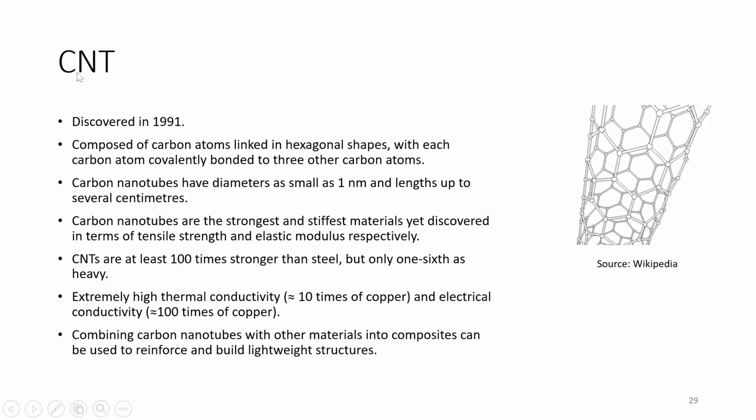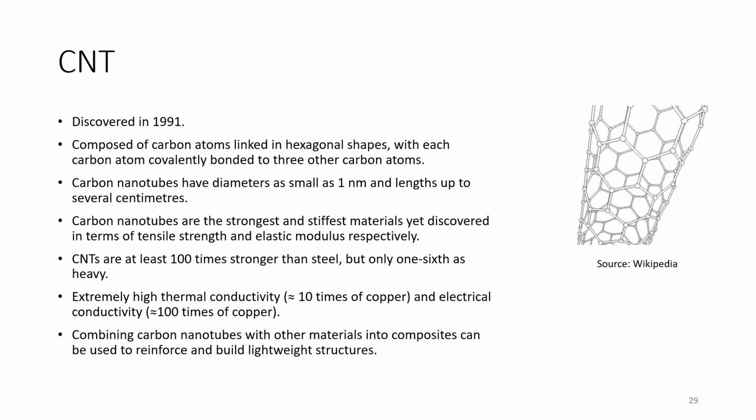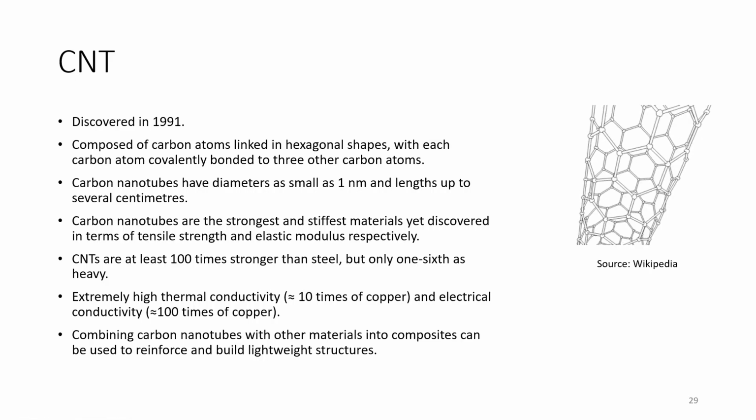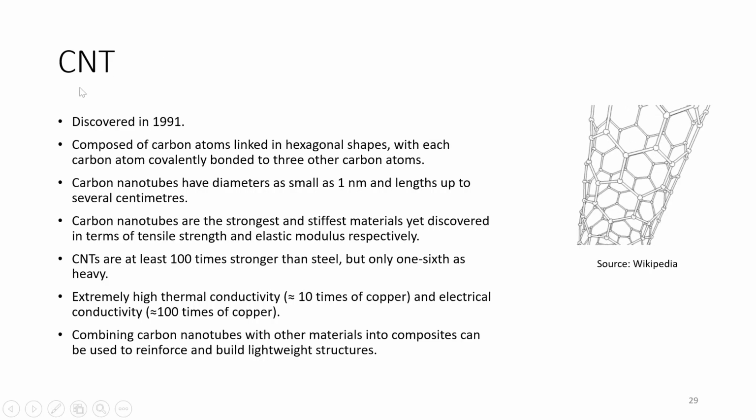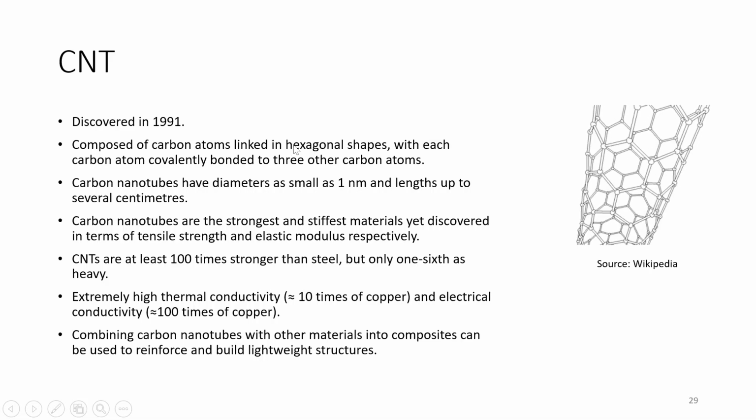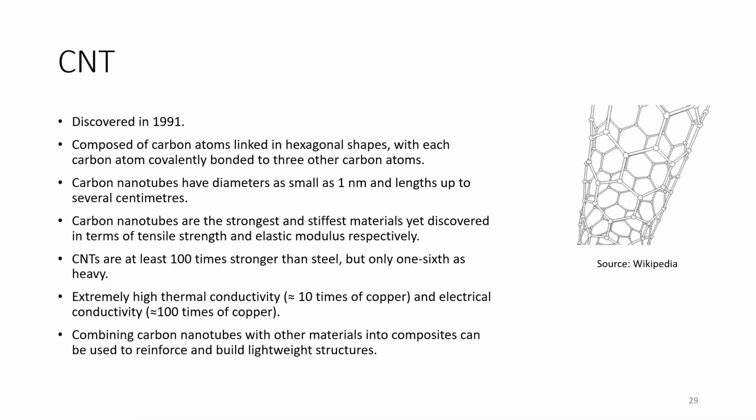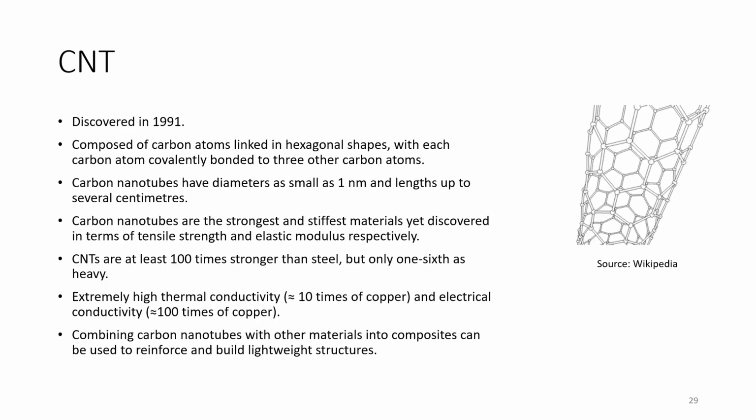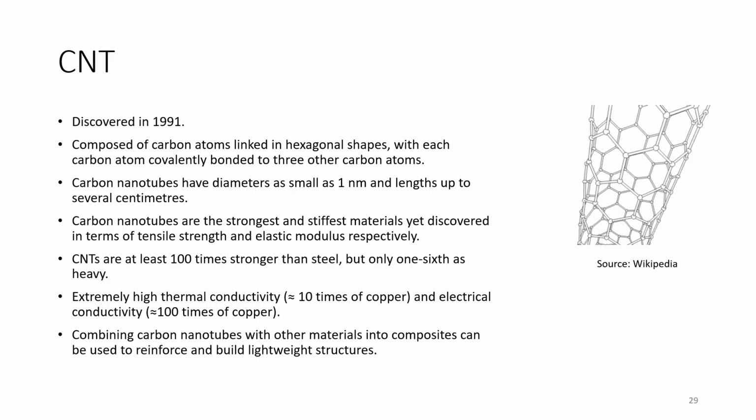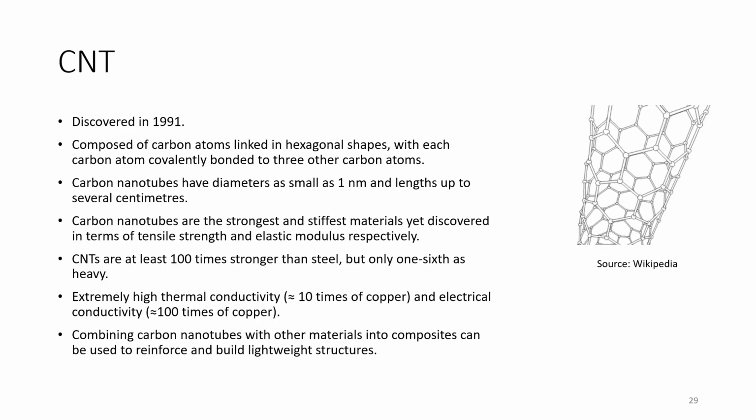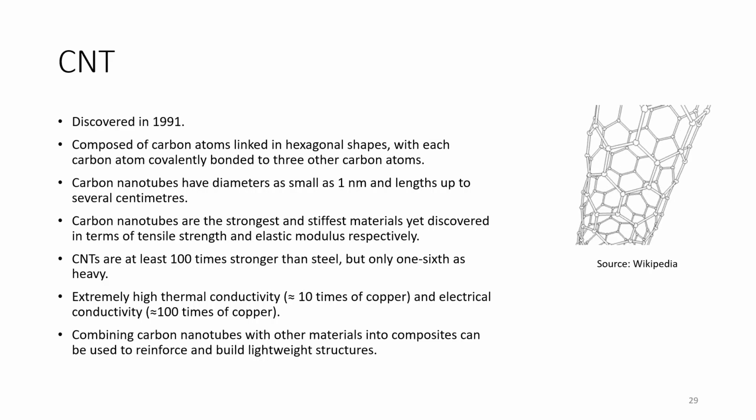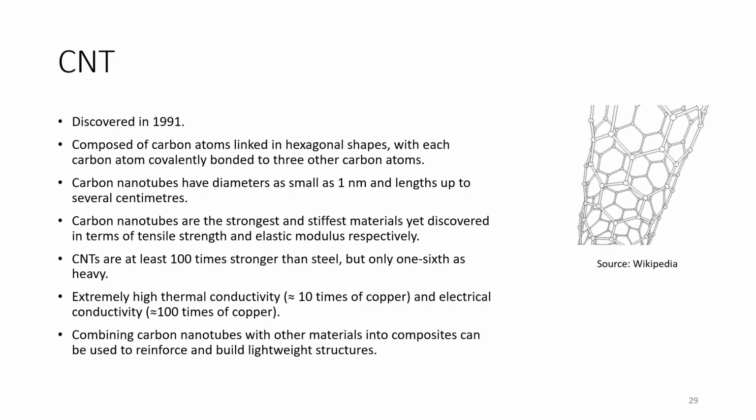Then we have carbon nanotubes. These were discovered in 1991, and these were composed of carbon atoms linked in hexagonal shapes, with each carbon atom covalently bonded to 3 other carbon atoms. The carbon nanotubes have diameters as small as 1 nanometer and lengths up to several centimeters.